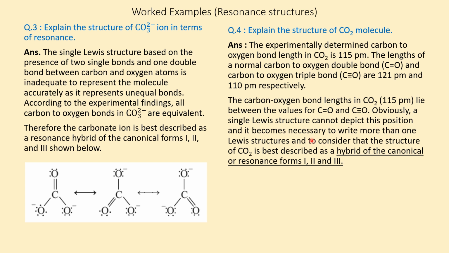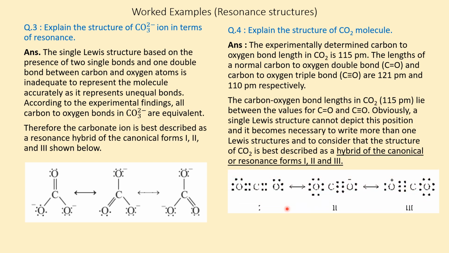Obviously, a single Lewis structure cannot depict this position, and it becomes necessary to write more than one Lewis structure and to consider that the structure of CO2 is best described as a hybrid of the canonical or resonance forms 1, 2 and 3. These are depicted on the screen. This is structure 1, this is structure 2 and this is structure 3.